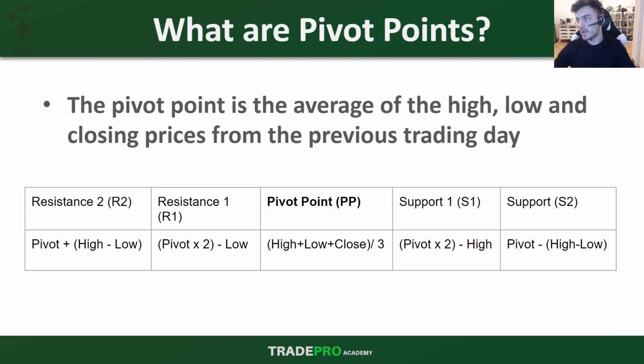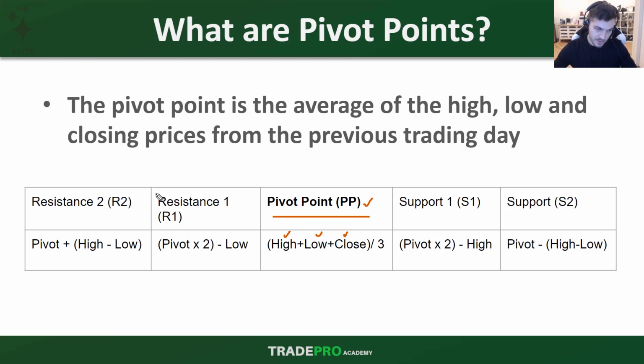Now, as far as calculations, you guys can see here exactly how these are calculated. Starting off with the pivot, how that's used is we add the high, the low, and the close of the session and divide it by 3. So we get the average price of the high, the low, and the closing price, divide that by 3. That gives us our actual pivot point.